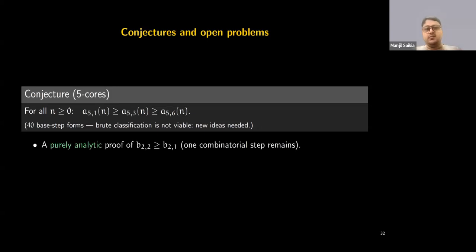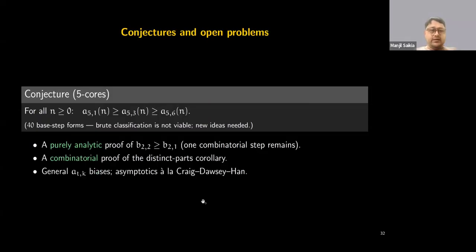Again, going back to the T-regular partitions, a purely analytic proof of this inequality is still missing because there is one combinatorial step which still remains. And Craig, Dawson, and Han have some asymptotic results. So if we are able to figure out the generating function for A sub tk, then one could also ask for asymptotic results for A sub tk and so on.